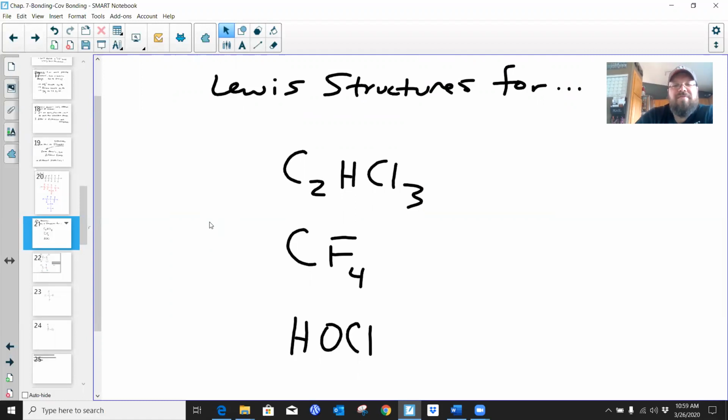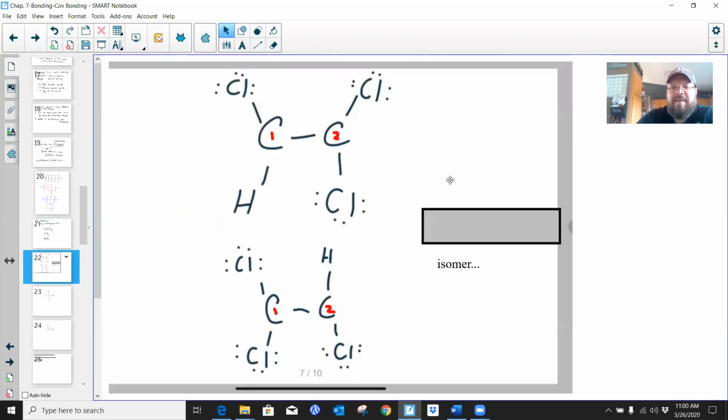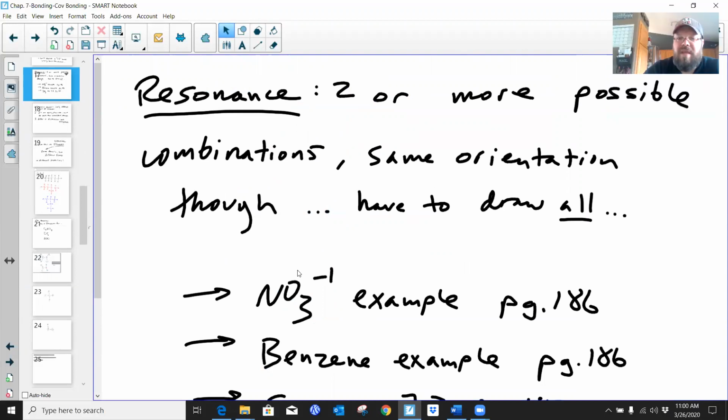So here we go. Here are the Lewis structures you worked on for homework. Let's talk about the solutions. If you remember, I made a bit of a mistake: I assigned this one in my mind thinking it was resonance, but the more I thought about it, the more I realized it was actually showing isomerism. Remember the difference between resonance and isomerism. With resonance, there are two or more plausible ways to draw it, with the same orientation.